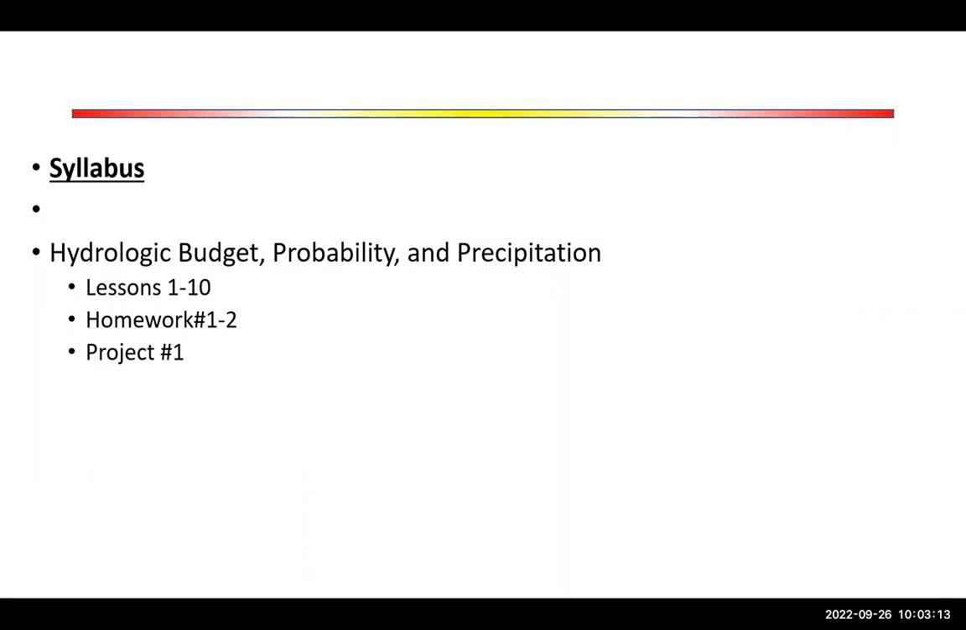For project 1, the hydrologic budget, there was no exact answer, obviously, because each of you chose a different area. So from that part, maybe I can ask some conceptual question, like, for July, why was the precipitation less than that, or something like that. So that can be project 1.